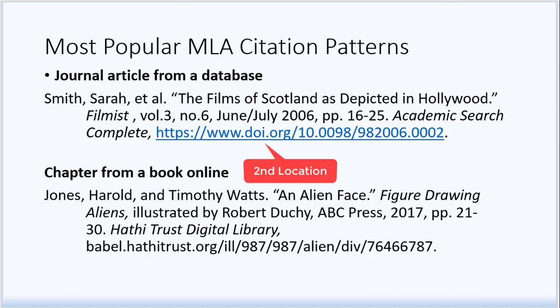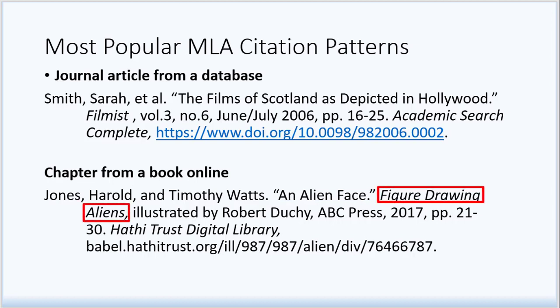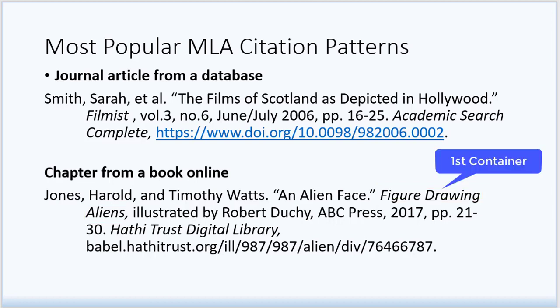Similarly, with example 2, a book chapter, the chapter titled An Alien Face is in quotations, while the book, Figure Drawing Aliens, the book the chapter is in, is in italics. Figure Drawing Aliens is also the first container, because it contains the chapter we wish to cite. Are you noticing that containers are always in italics? Yes, it's always the case in MLA.